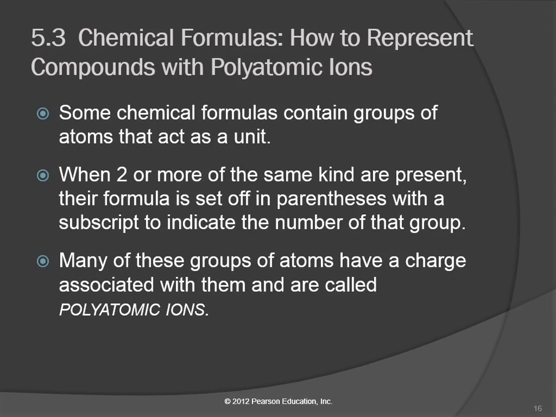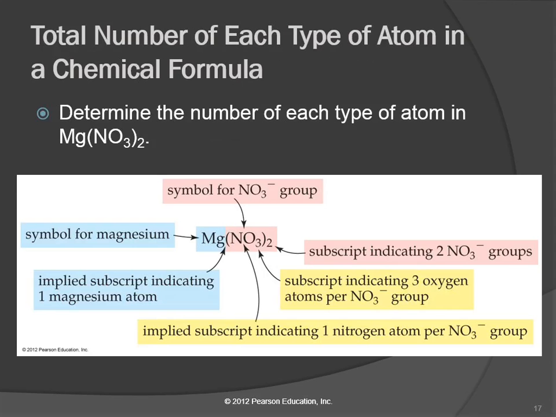Some formulas have groups of atoms that act as a unit. And when we have 2 or more of these, then we need to set them off in parentheses. These are called polyatomic ions. So polyatomic ions are groups of atoms that have a charge associated with them. So we learned about ions, right? An ion is an atom that has gained or lost electrons and has a charge. You can also have a group of atoms that together have a charge and act as a unit. So here's an example. This formula, Mg, and then in parentheses, NO3, 2.